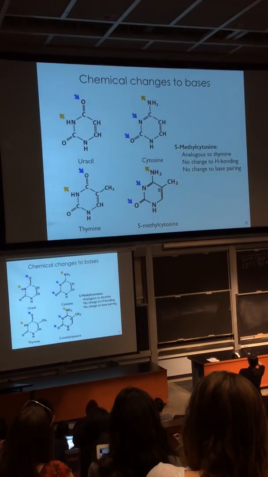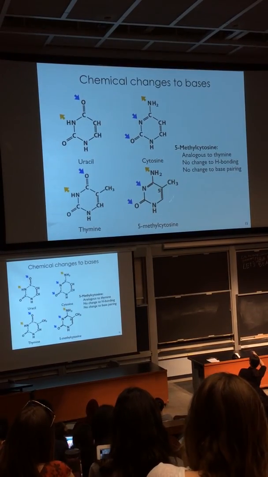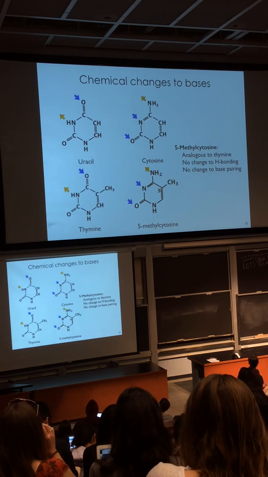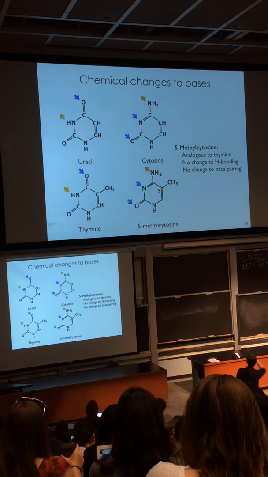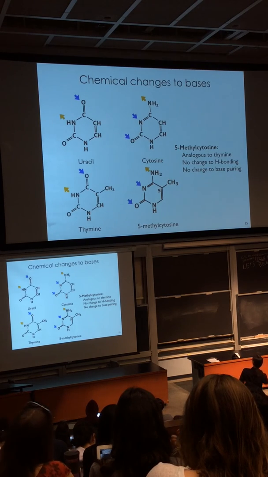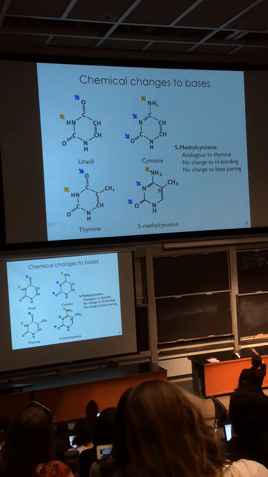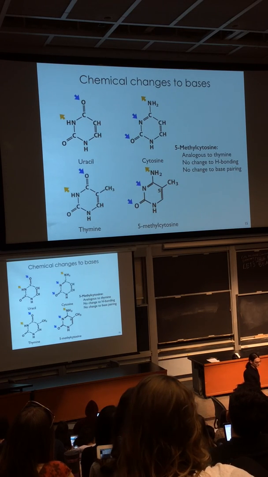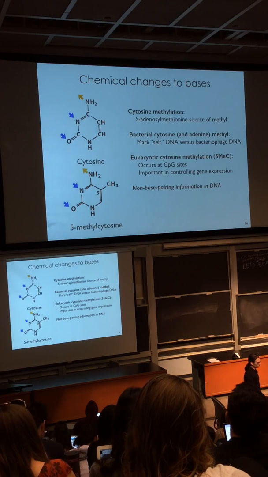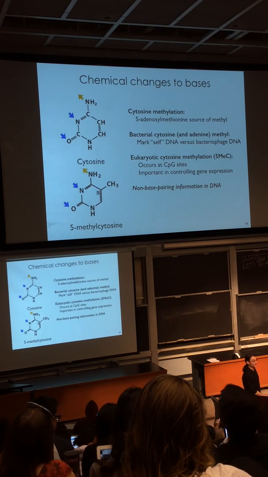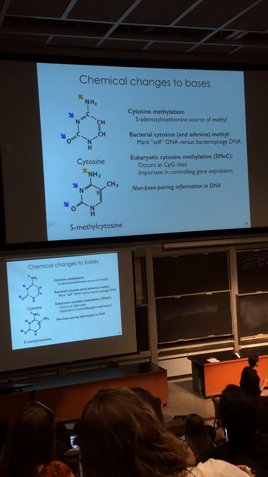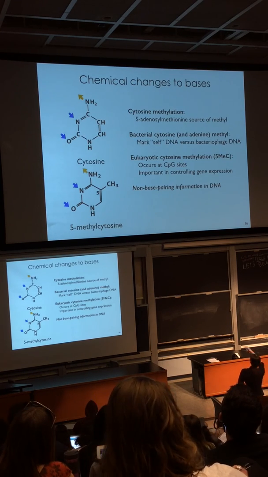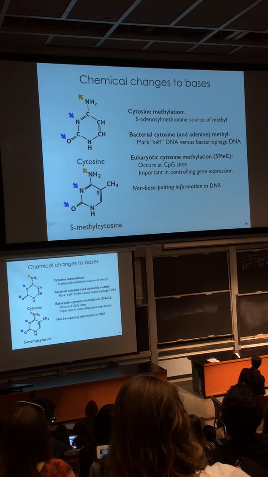So thymine is 5-methyl-uracil, and 5-methyl-cytosine here is an analogous base. And so there's no change to the pattern of hydrogen bond donors and acceptors when you put this methyl here. No change to the base pairing interface. And so cytosine methylation happens naturally in many different cells. When it happens, S-adenosylmethionine is the methyl donor that puts the methyl group onto that position.